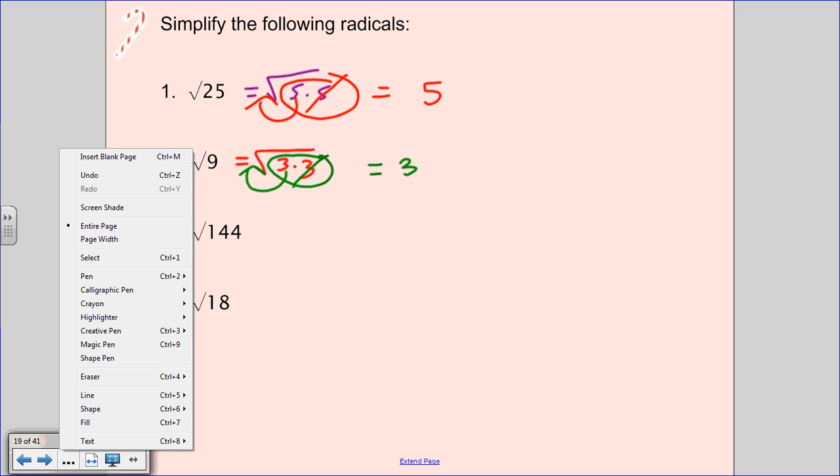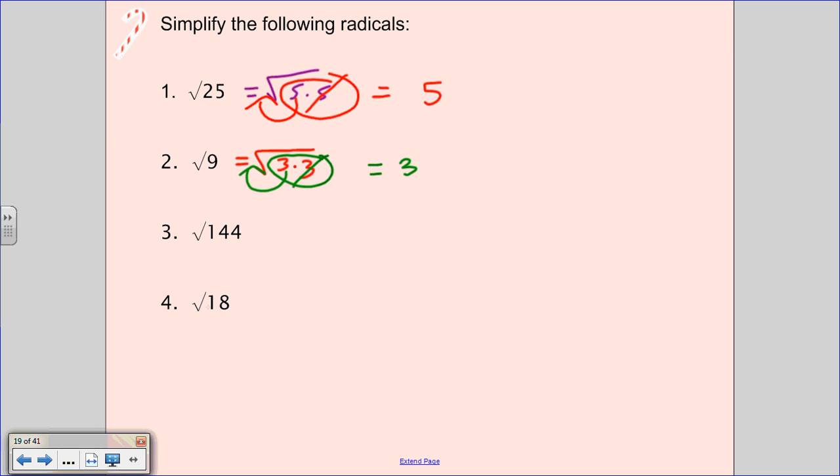Now let's do the square root of 18. When I look at 18, I can break that up into 9 times 2. All right, I don't see any twins just yet. However, 9 is a big number that can be broken up into smaller numbers as well. So I can break it up even further to say 9 becomes 3 times 3, and then I still have the times 2.